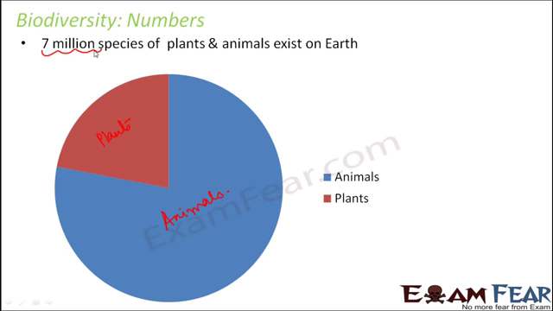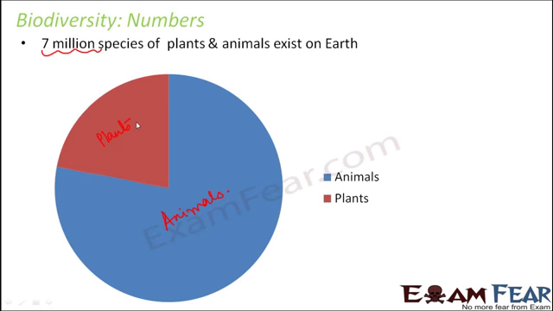And it has also been observed that more than 70% of these species are animals. So here you can see more than 70% are animals and around 22% of them are plants. That means a lesser number of plants exist on this earth when compared to animals. Now when we say plants, plants would include everything like algae, fungi, gymnosperms, angiosperms. So they all will fall under the category of plants.